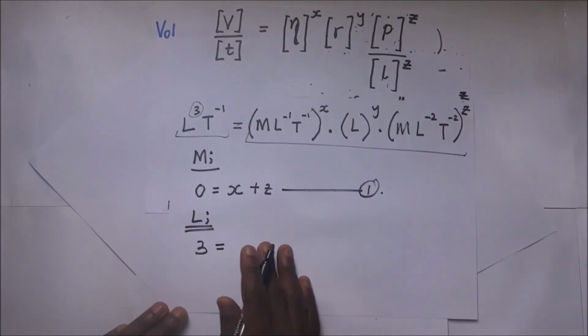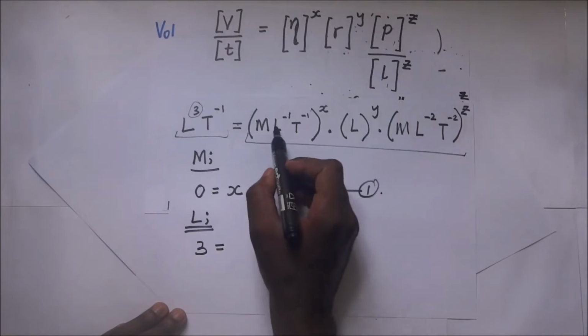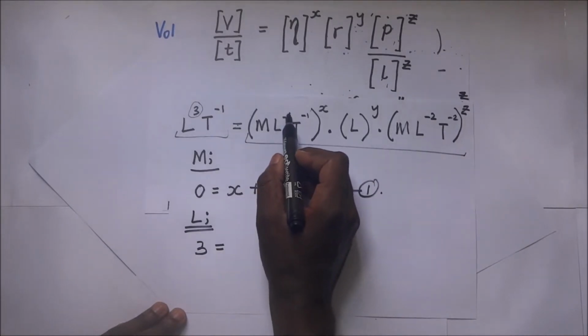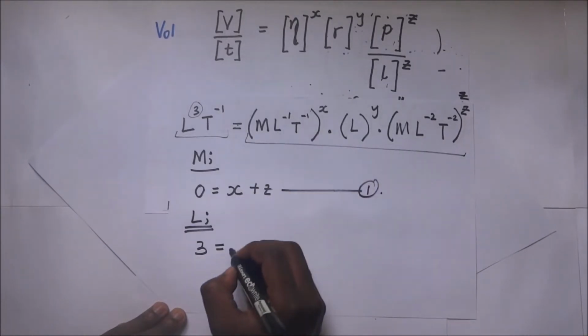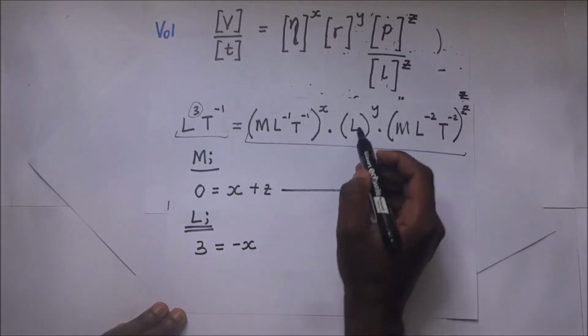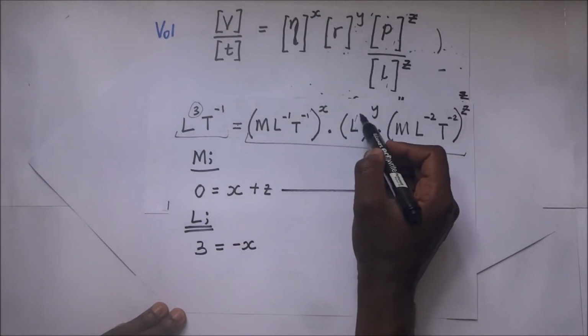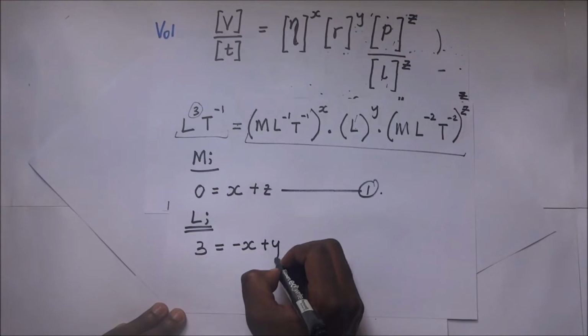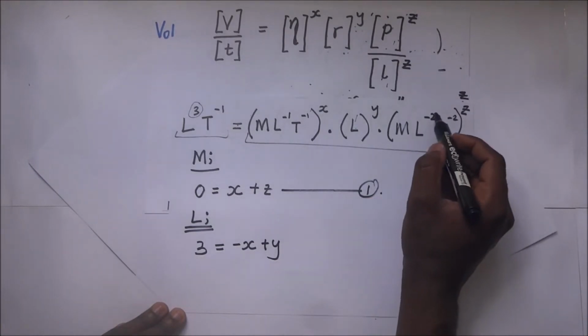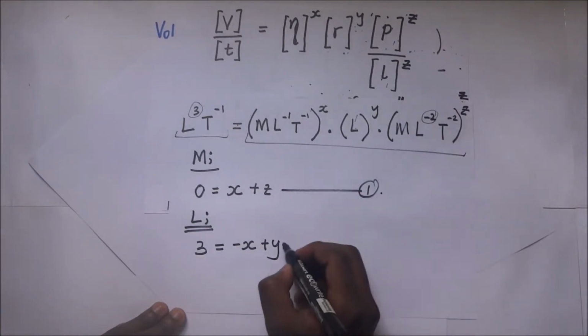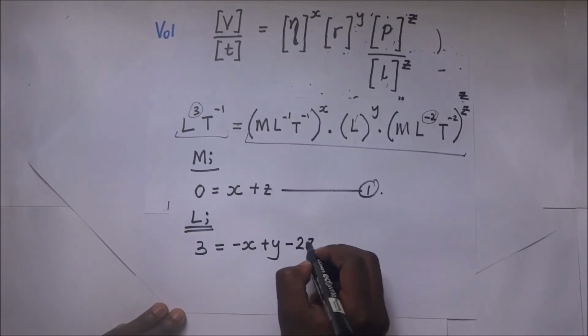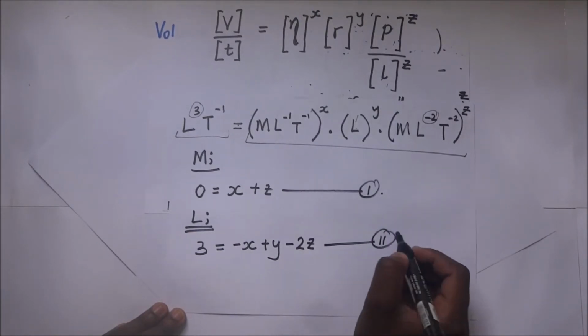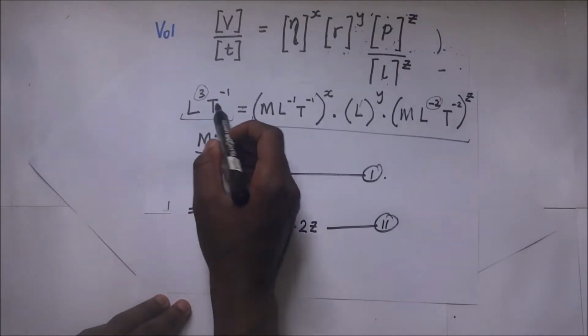It's going to be equal to, when you come to L this side, we have L to the power negative 1. Negative 1 times x gives us negative x. Then you have L here to the power y, so it's 1 times y, which is y, plus y. Then we have another L here to the power negative 2. Negative 2 times z is going to be minus 2z. That's equation 2.